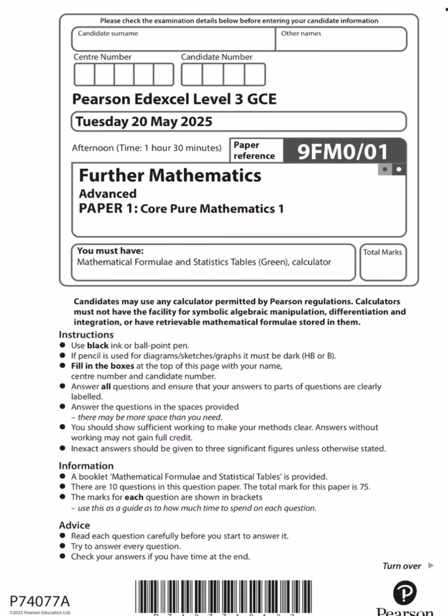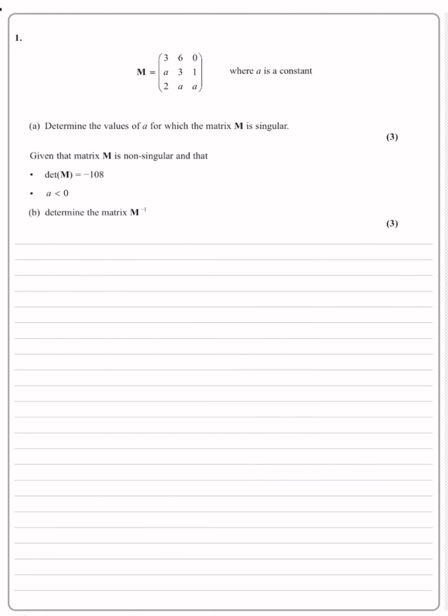Welcome to the May 2025 A-Level Further Maths Core Pure 1 paper. Alright, question number 1, quite a nice intro question, just finding a value of a which gives a singular matrix. For a matrix to be singular, it needs to have a determinant of 0.